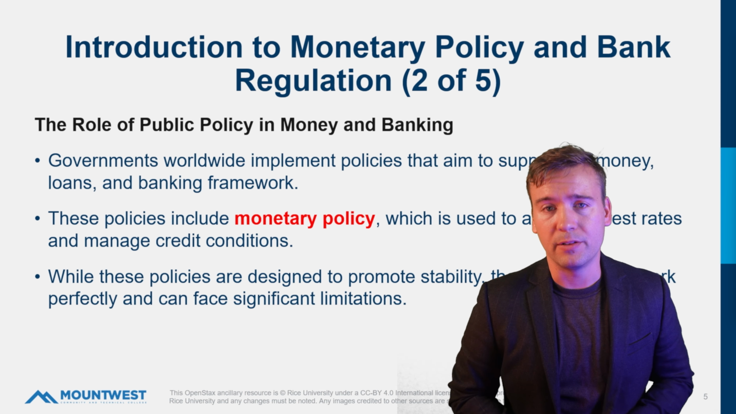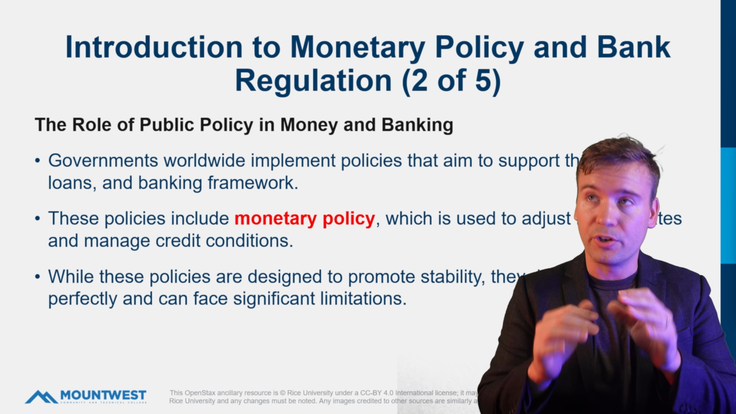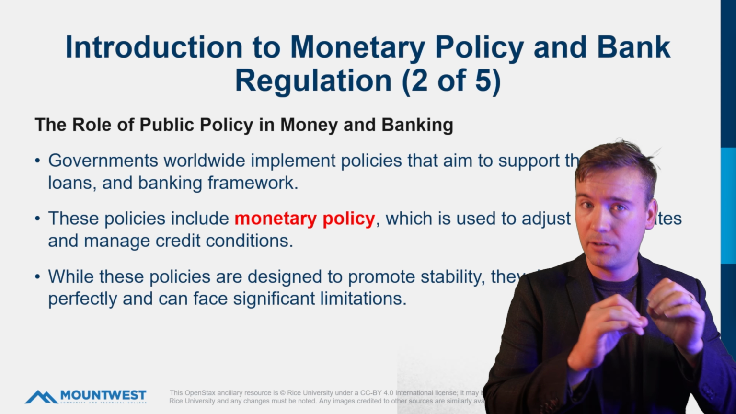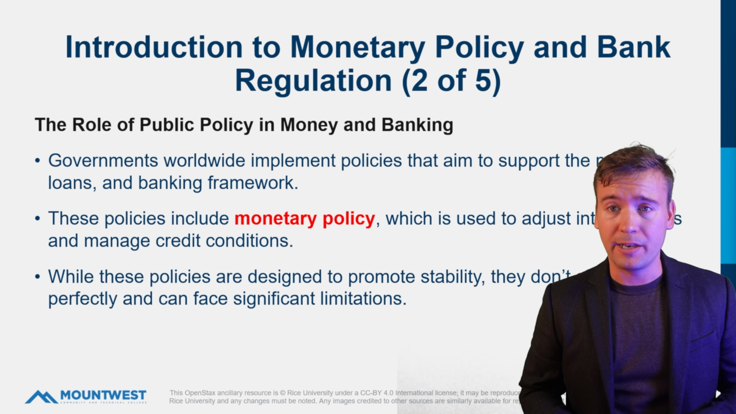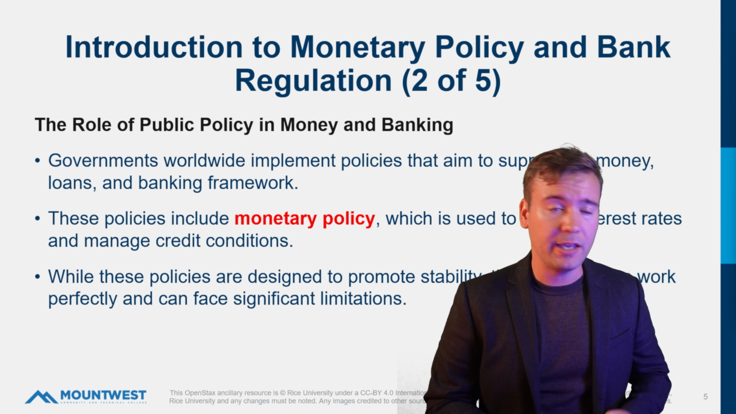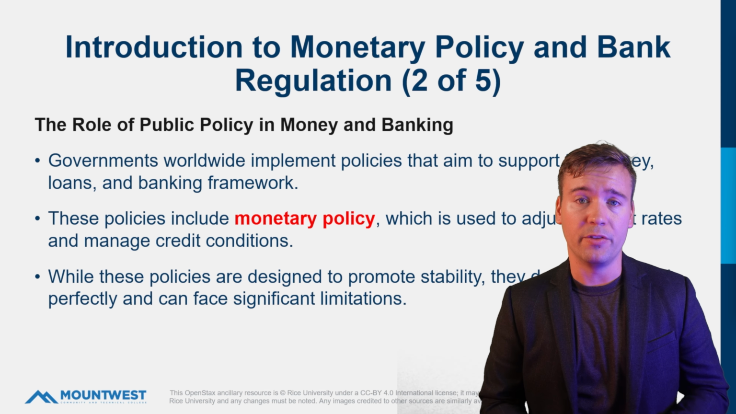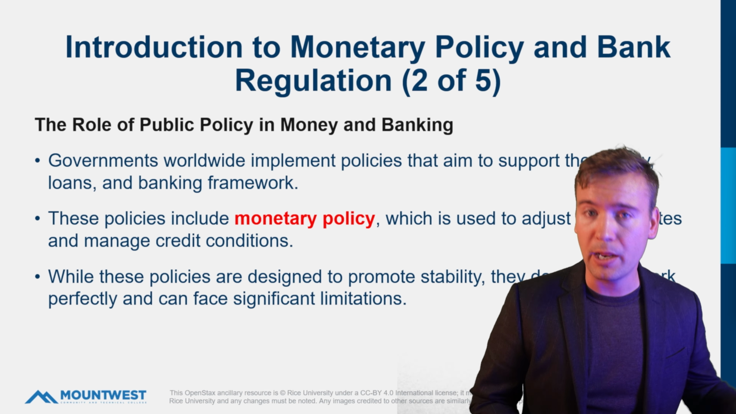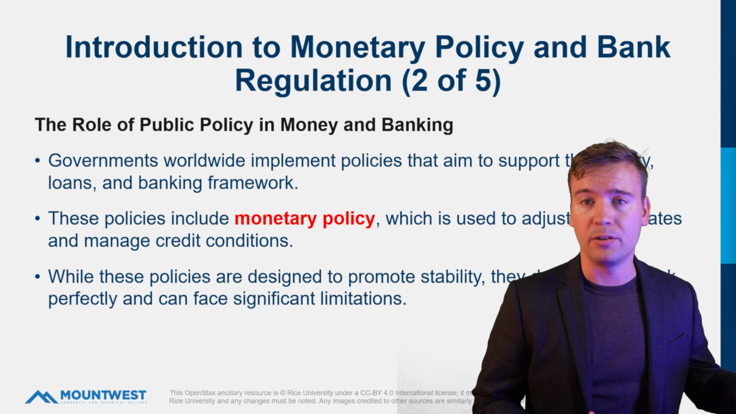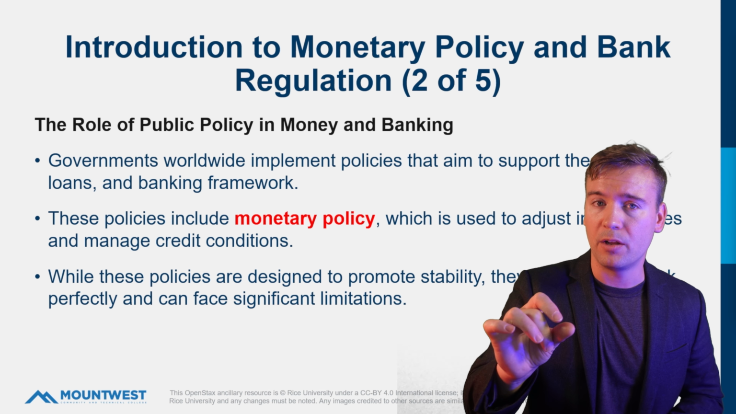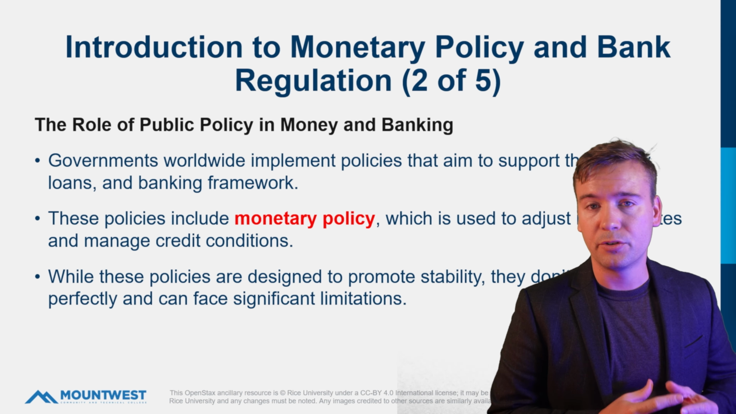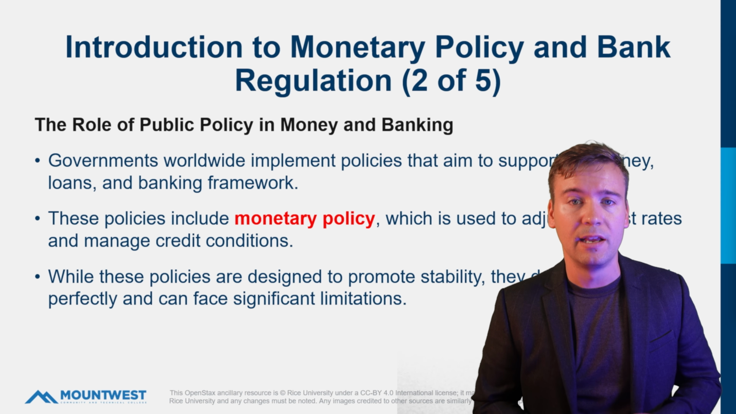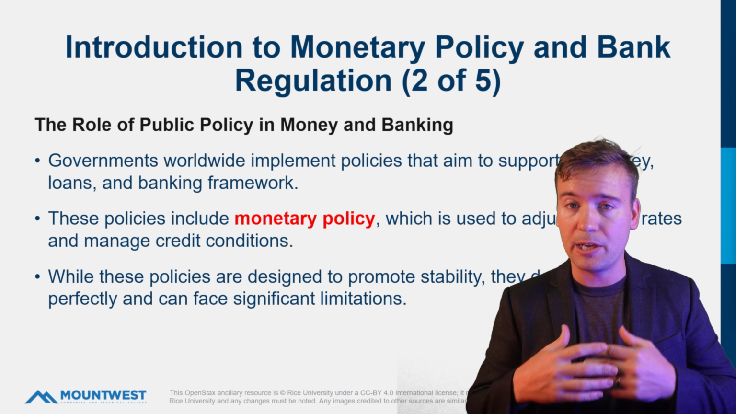So that's where public policy steps in. And monetary policy is public policy. Governments worldwide recognize the importance of a stable monetary and banking system. So governments create policies to support this framework. And a key policy tool is monetary policy. There's also fiscal policy, which is more a function of your elected officials like the president and Congress. Monetary policy happens from the central bank, the Federal Reserve, as we'll see, right? So with monetary policy, a central bank can do things like adjusting interest rates, which then manages the credit conditions to help steer the economy.